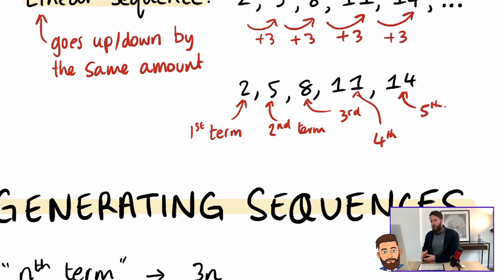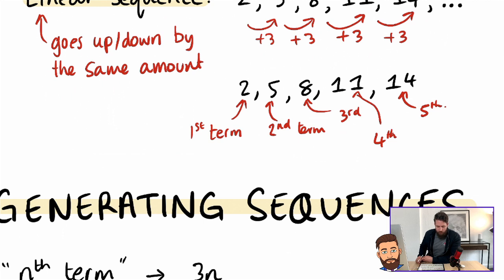Okay, so if I said to you, what is the fifth term of this sequence, hopefully you would count, that's the first, 1, 2, 3, 4, 5. And if I asked you for the fifth term, you would look at it and say 14. If I asked you for the third term, hopefully you'd look at it and say the third term is 8. If I asked you for the first term, you would say that is 2.